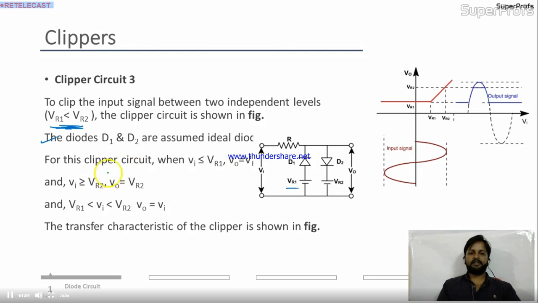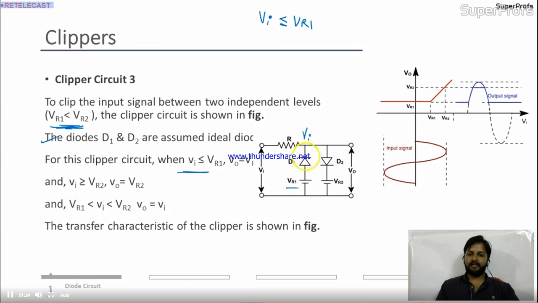For the clipper circuit, the first condition is when Vi is less than or equal to VR1. Suppose we assume this condition first. What will happen? Tell me. When this terminal is at lower potential than this one, the diode will conduct.